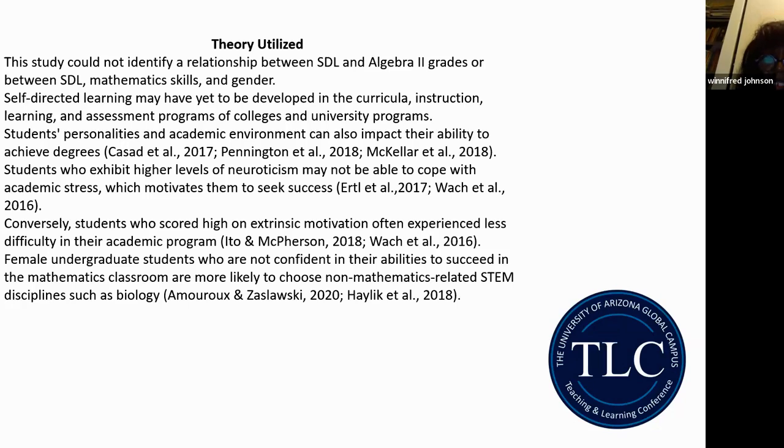Conversely, students who scored high on extrinsic motivation often experience less difficulty in their academic program based on Ito and McPherson and Waugh. Female undergraduate students who are not confident in their ability to succeed in the mathematics classroom are more likely to choose non-mathematics related STEM disciplines such as biology based on Amaro and Zaleski and Helix.